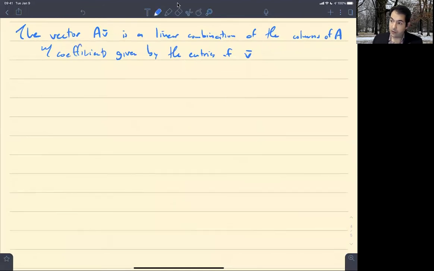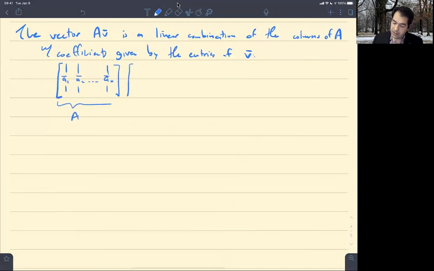So this is true in general. If we write A1 for the first column, A2 for the second column, up to An for the last column, this is the matrix A. And then we have the vector V with entries V1 through Vn. Then the matrix vector product is equal to the sum, j goes from 1 to n, with Vj as coefficient and Aj as vector. Right? So the vector AV is a linear combination of the columns of A.